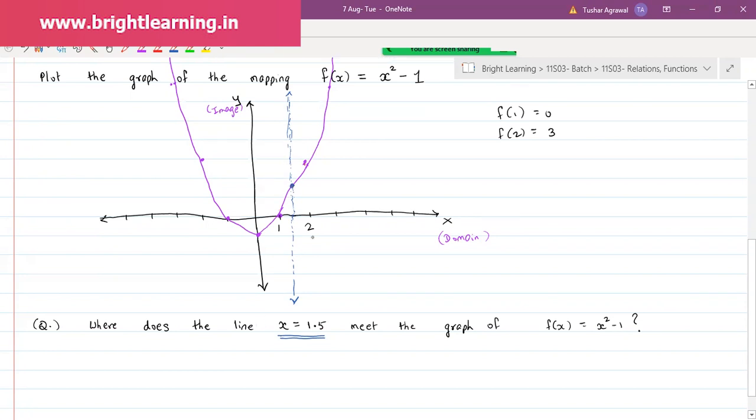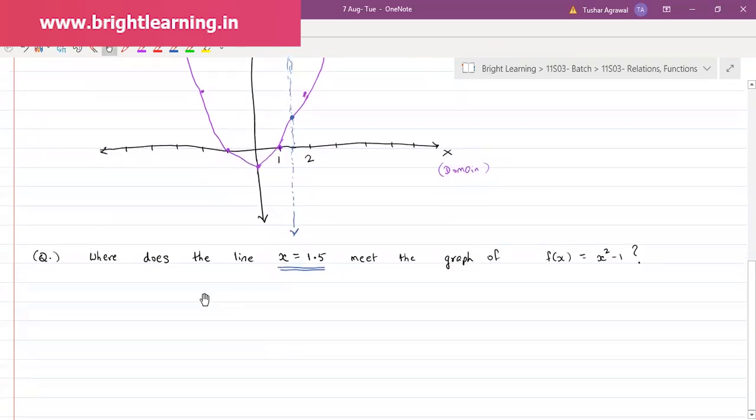What is that point? What are the coordinates of that point? If this is point P, the answer is point P. And what are the coordinates of point P? The x coordinate of point P is 1.5 only. That is obvious. It's perpendicular to the x-axis.